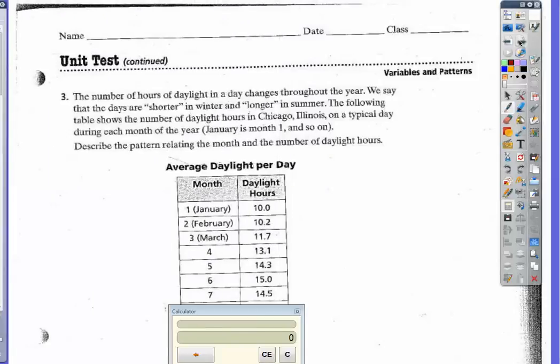All right. The number of hours of daylight in a day changes throughout the year. We say the days are shorter in the winter, longer in the summer. Thank goodness summer is here. The following table shows the number of daylight hours in Chicago on a typical day in each month. Describe the pattern month by month.